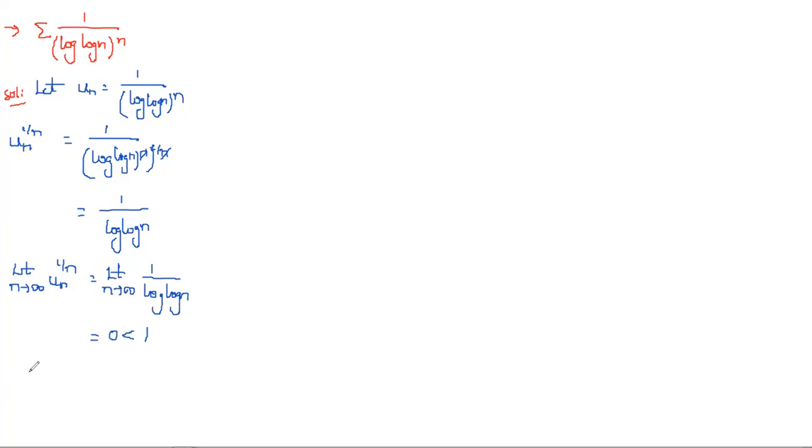So simply we write: by Cauchy's root test, or nth root test, summation un is convergent. That's it. So, a small one, short answer type. The next one.